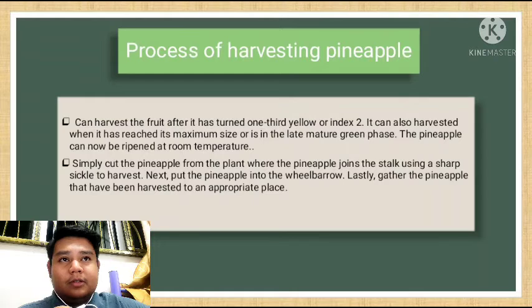So the process of harvesting is, first, simply cut the pineapple from the plant where the pineapple joins the stalk, using a sharp sickle. Next, put the pineapple into the wheelbarrow. Lastly, gather the pineapples that have been harvested in an appropriate place.